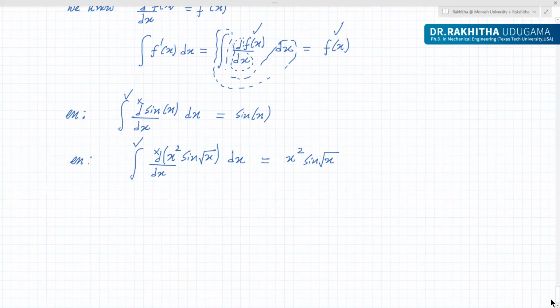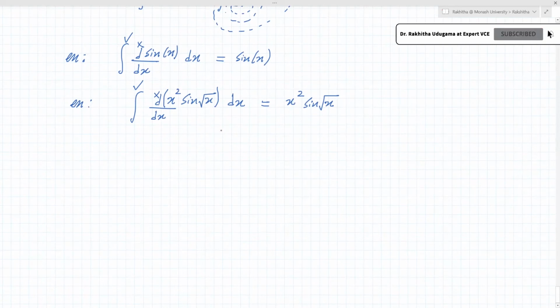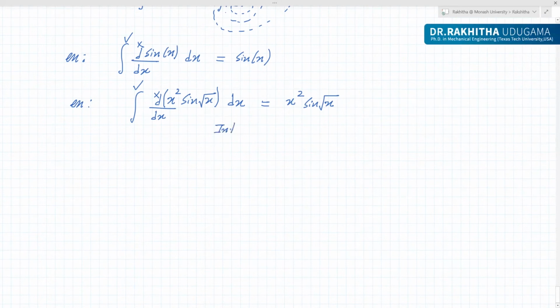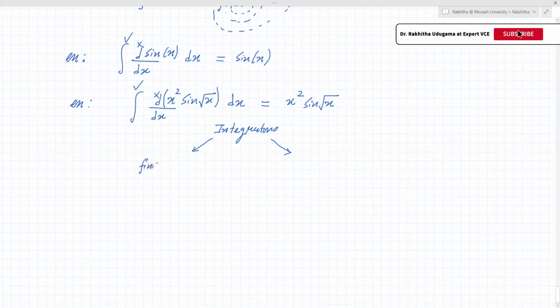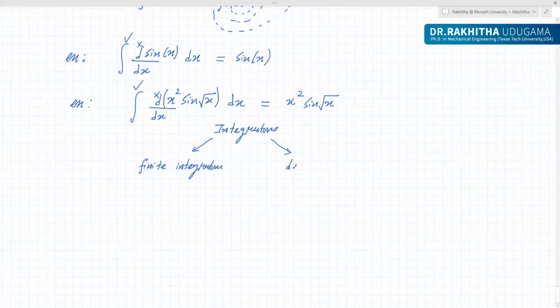Any questions? No. Now, the integration part. Integration criteria can be divided into two. We call it indefinite integration and definite integration.